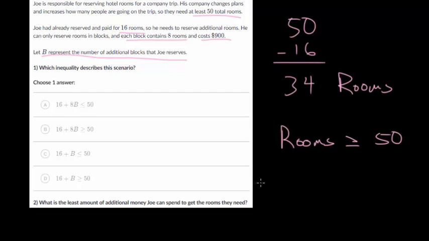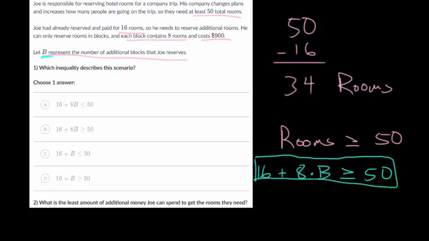And so we know we have the 16 that we start with, and then we're going to be buying blocks of 8 rooms at a time. Each block is represented by the letter B. So if we buy 1 block, we'll be adding 8 times 1. If we add 2 blocks, then we're adding 8 times 2. So we have to add 8 times B, the number of blocks. So if we put in 4 here, 8 times 4 is 32, so that would give us the number of rooms from those 4 blocks. And we know this has to be bigger than or equal to 50. So this is our inequality.